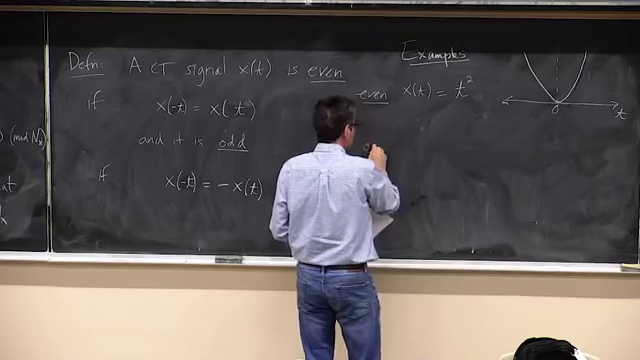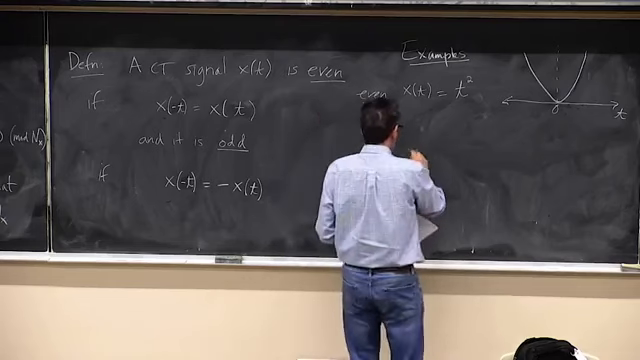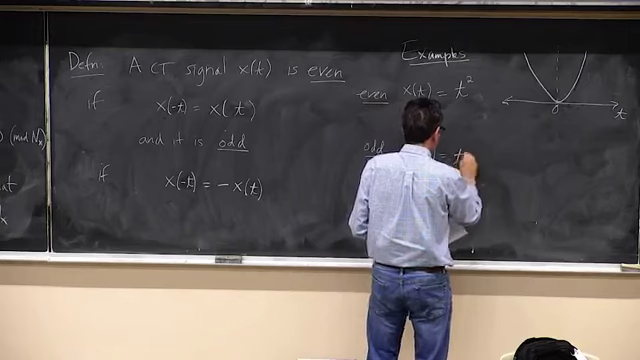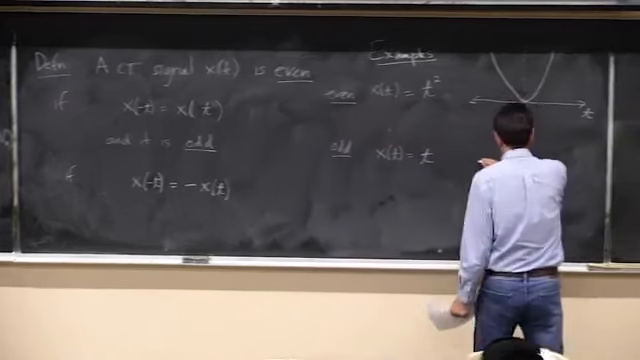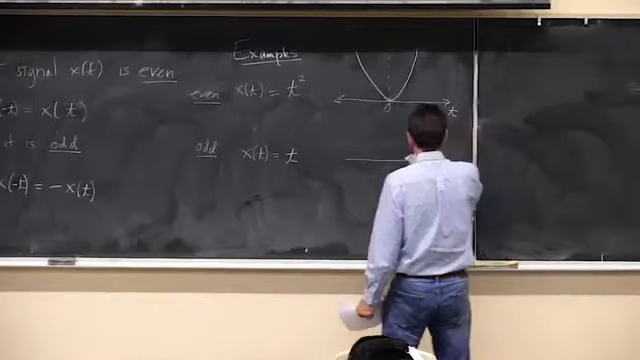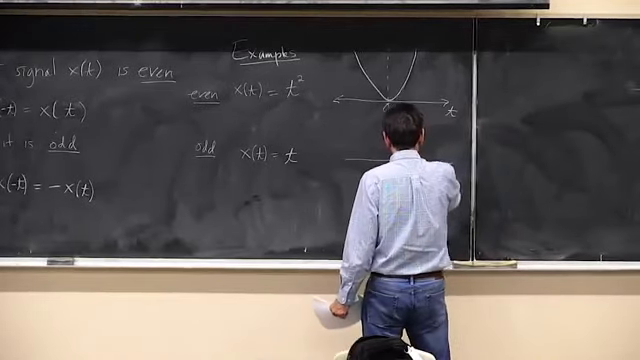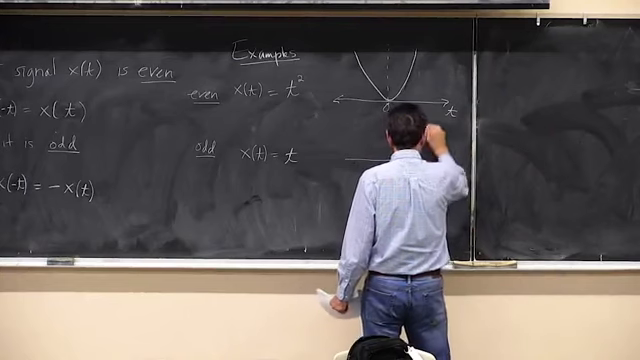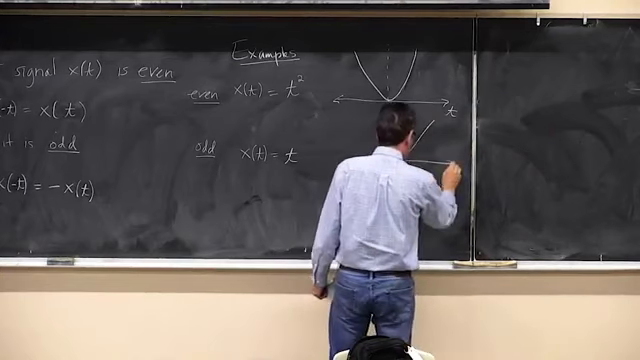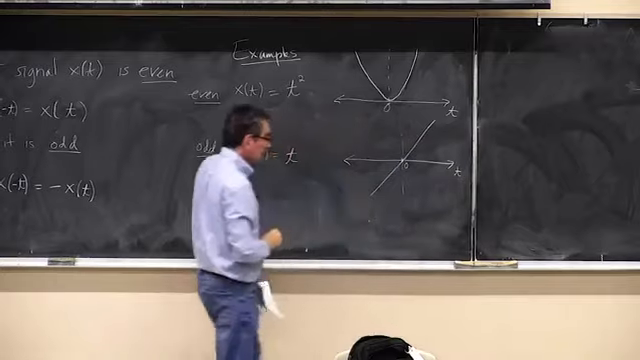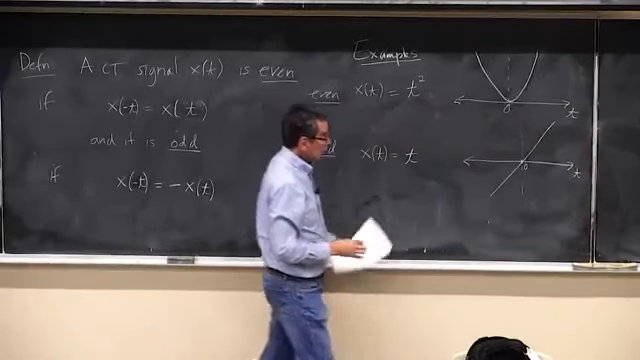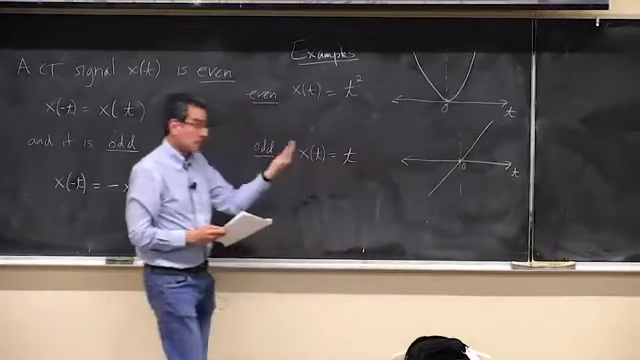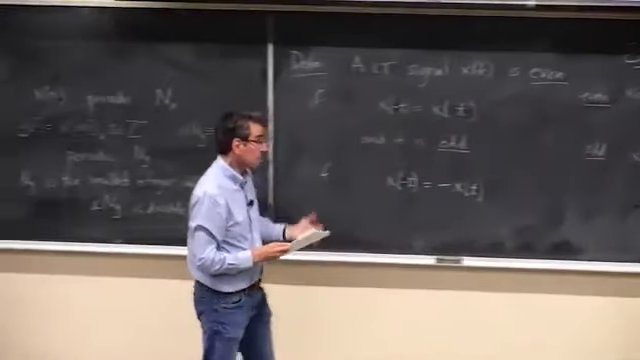And then an odd signal, we can take x of t equals just t, for example. So now that'll be a line of slope 1 through the origin. And it's clear that if I flip this around the vertical axis, it's the negative of itself.